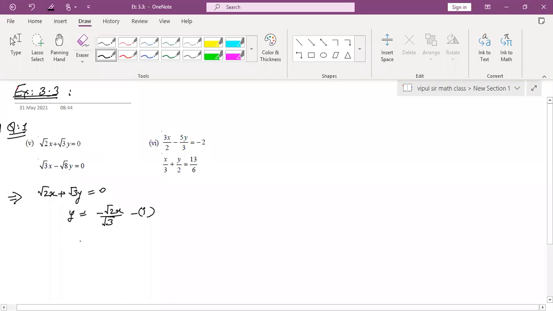Now, second equation is also given what? Also we have given root 3x minus root 8y is equals to 0. So now we can substitute minus root 2 upon root 3x at the place of y. So this can be written as root 3x as it is minus root 8 into root 2x upon root 3 is equals to 0. Is it clear?